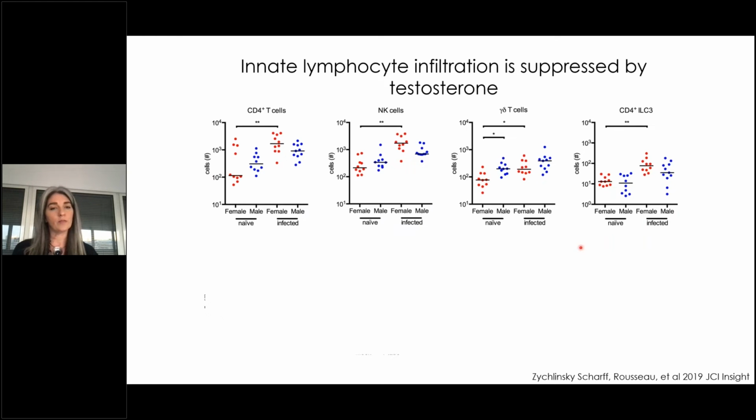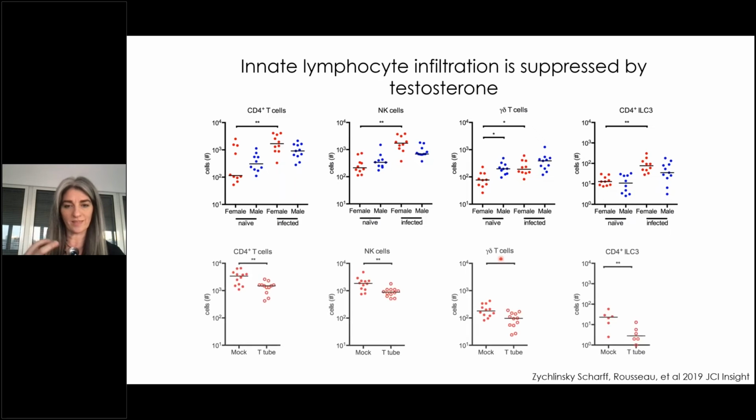And so what we did is we went back and we looked at lymphocytes and their infiltration into infection. What you're seeing now, again, are naive female and male animals and infected 24 hours next to them. And what we saw is an increase in CD4 positive T cells, NK cells, gamma delta T cells, and this really specific CD4 positive innate lymphoid cell, group 3. And what you can see here is we saw these increases only in female animals over time, and only gamma delta cells are actually different between naive male and female mice.